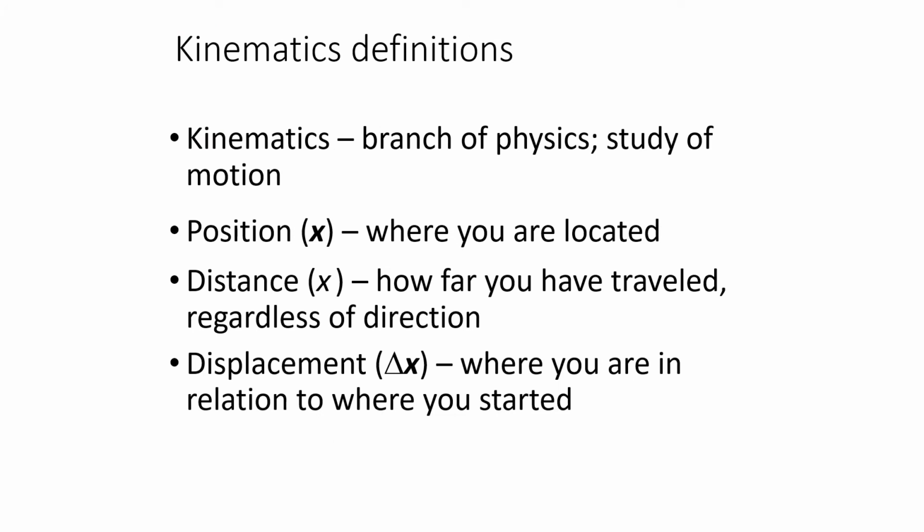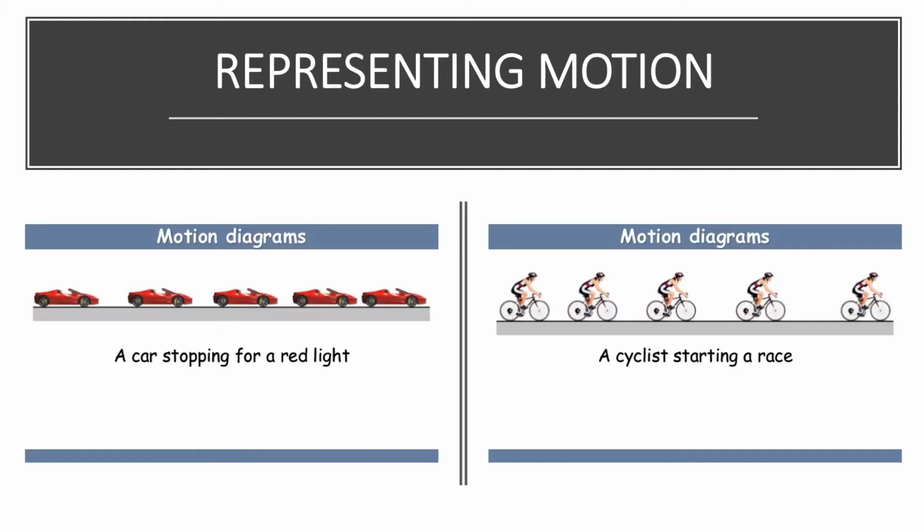So some kinematics definitions to be aware of. Kinematics is the study of motion. Position is where you're located, distance is how far you have traveled regardless of the direction, and displacement, delta x, is where you are in relation to where you started. So you could have a negative displacement because it's in relation to wherever you started from initially.